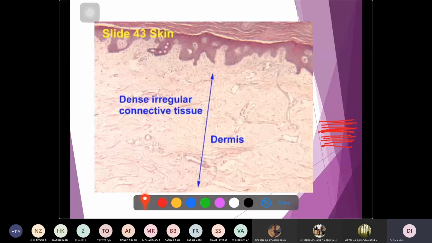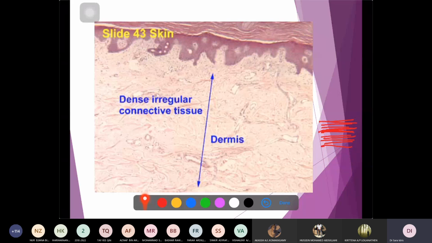Okay, and you can find it in this slide of the skin. That's the dermis of the skin, especially the reticular layer. Up above here is the papillary layer, which is where your loose connective tissue is found. Here's your loose connective tissue, and the reticular layer is your dense irregular connective tissue.